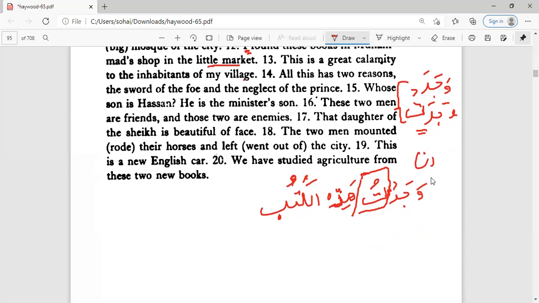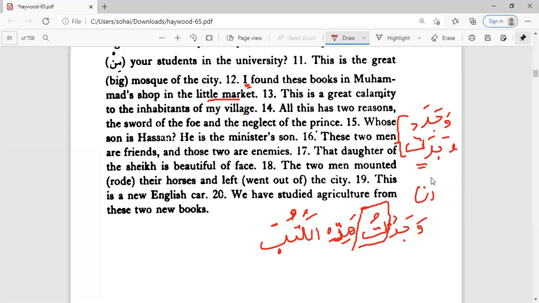We can't say hadhihi al-kutubu, because it must be an object then, al-kutuba. So that's an essential rule. Once you have wajadtu, wajadta, wajadtuma, wajadti, wajadtunna, or wajadna, it's 110% impossible that another word would be nominative within the sentence. Wajadtu hadhihi al-kutuba, yes?